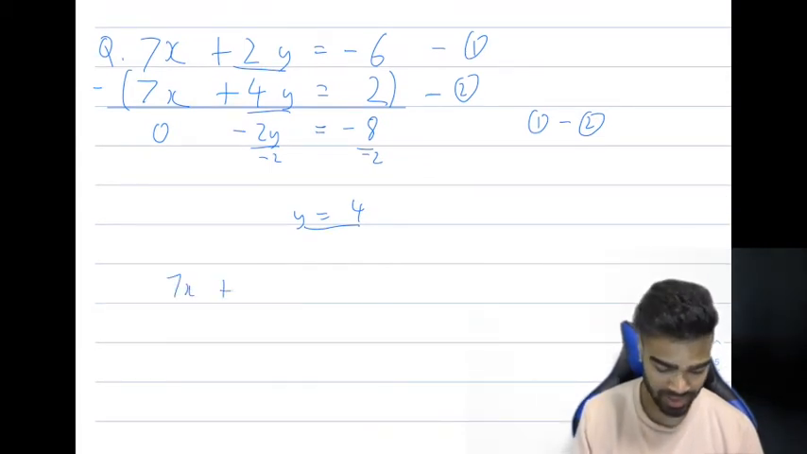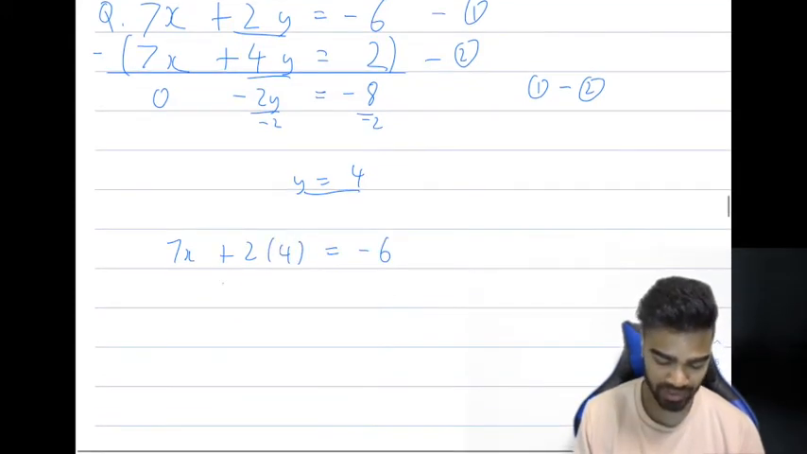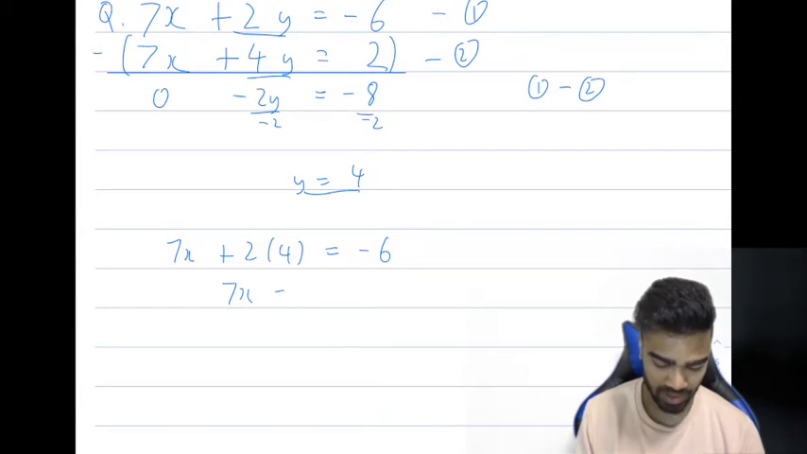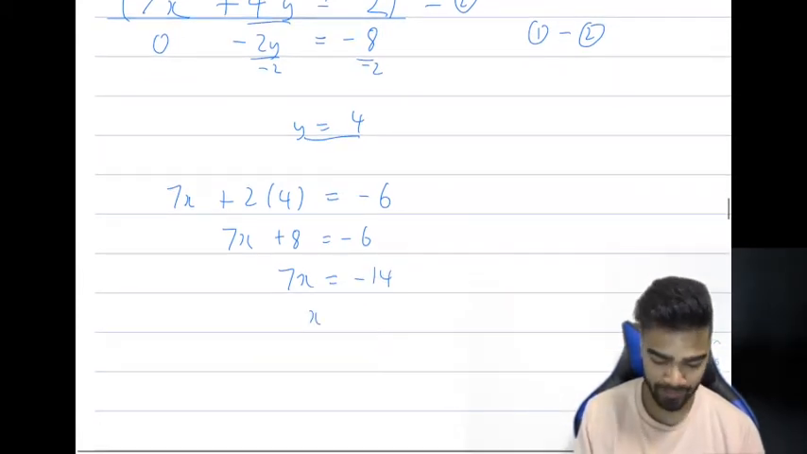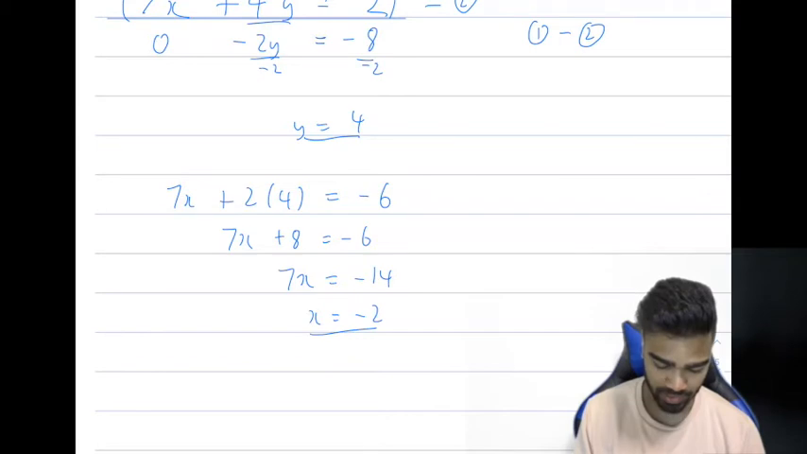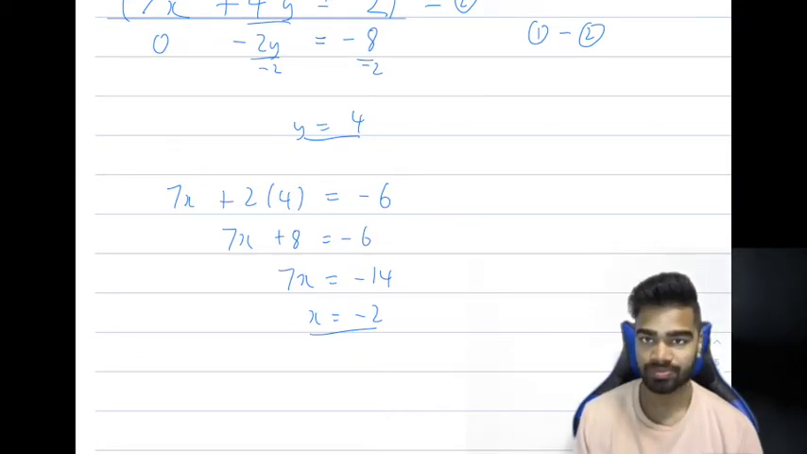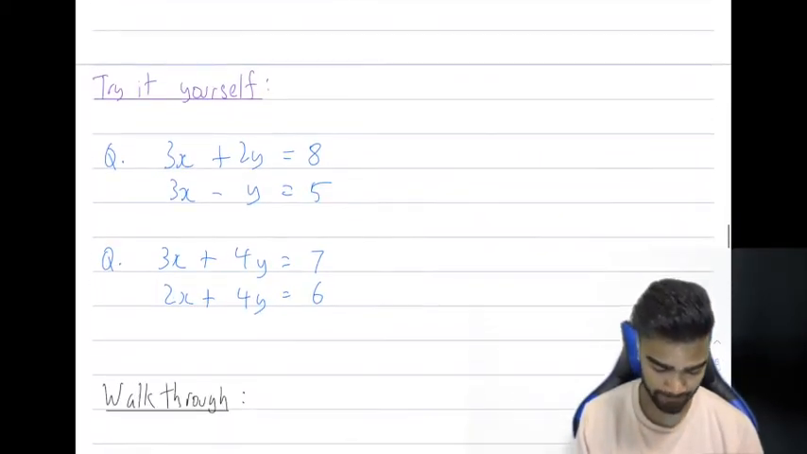So I know it's 7x plus 2, and instead of y, I'm going to replace it with 4, is equal to negative 6. From here, it's easy, just solve. 7x plus 8 equals negative 6. 7x is negative 6 minus 8, which is negative 14. Okay, and x is equal to negative 2. Boom, that's it. Simple as that, guys. Okay, so have a go.